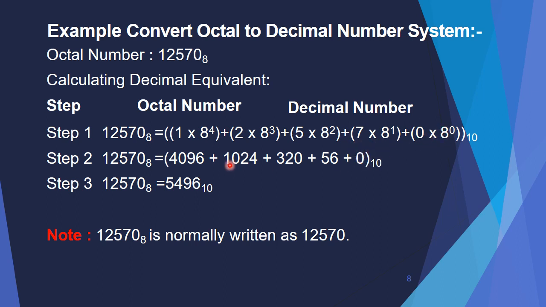So now we will add this all up and then write it finally over here. The answer will be 15496 to the base 10. So this is how we can convert an octal number system into a decimal number.